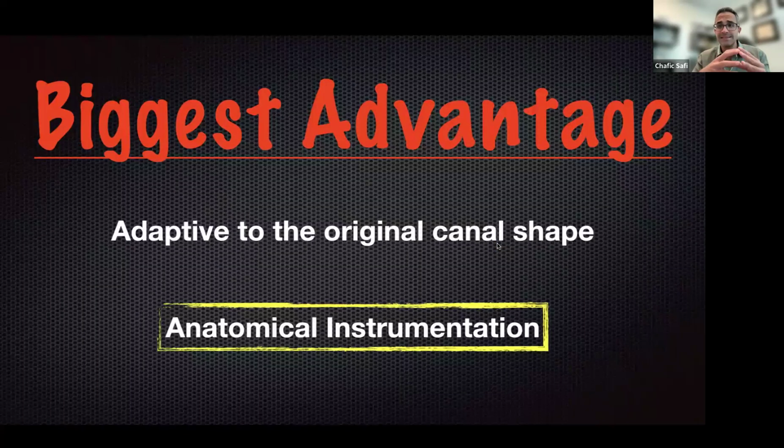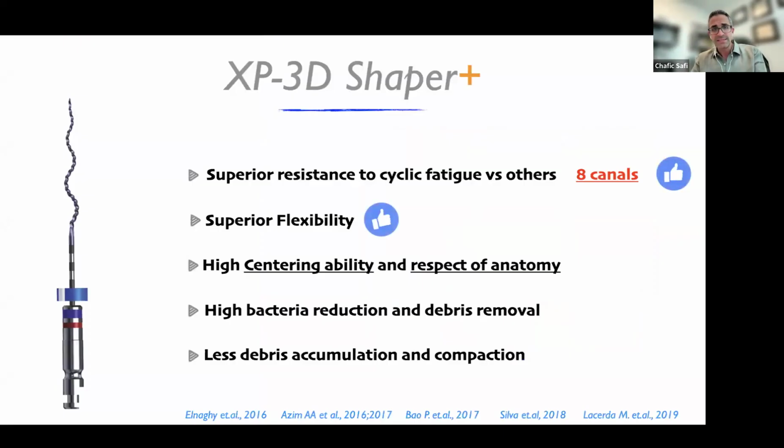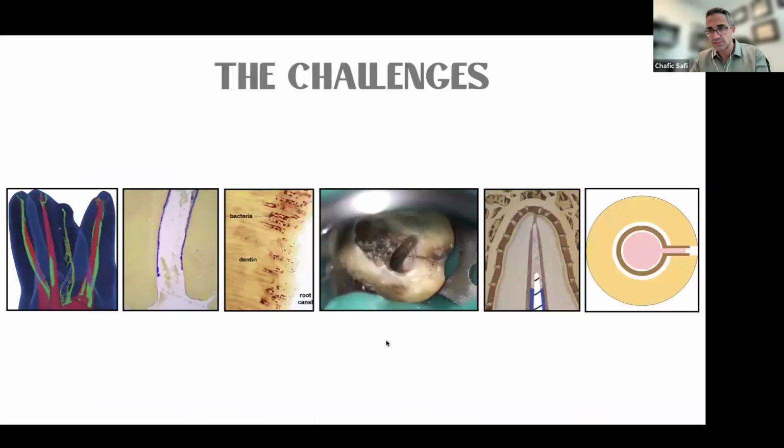And again, the biggest advantage is that it's adaptive to the original canal shape. This is going from a rotary instrumentation to an anatomical instrumentation, whereby we're really treating the anatomy of the canal. Studies have shown that this file is advantageous in multiple aspects: superior flexibility, centering ability, respect of the anatomy, bacterial reduction, and less debris accumulation and compaction, making it really a superior file that can help us reach microbial control in an anatomical fashion.